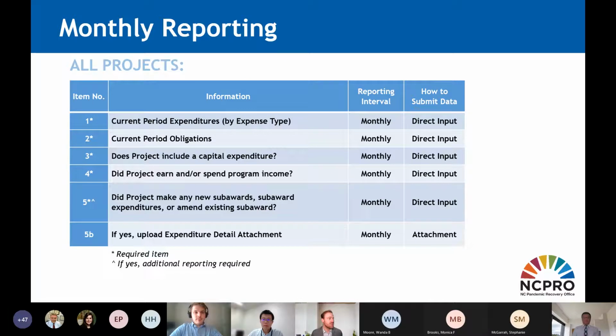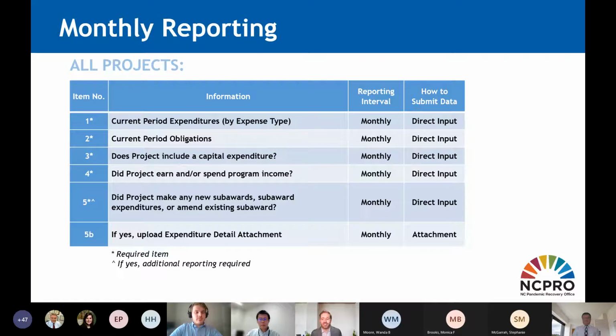So we need to know current period expenditures, and those will be broken out by expense categories or expense types, which will help us identify at a project level what funds were used for administrative purposes, what were used for staff, what was used to support subgrants and beneficiaries, and so on. Again, more detail to come.